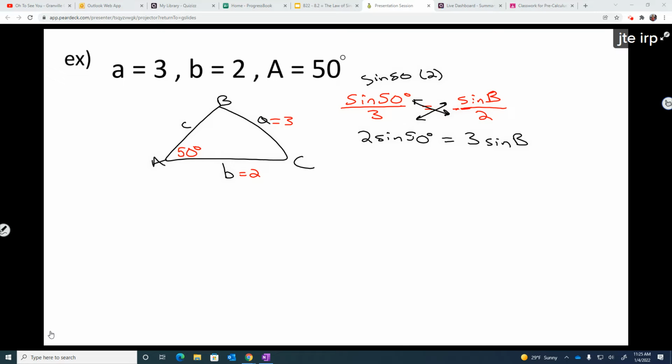So same step so far, right? Now we're going to do the same step we did yesterday. The goal is to get the B by itself, so we should divide by 3 first, right? Agree? Sounds logical. So let's cancel. Here we've got 2 sine of 50 degrees divided by 3, but we've still got this sine of big B over here.